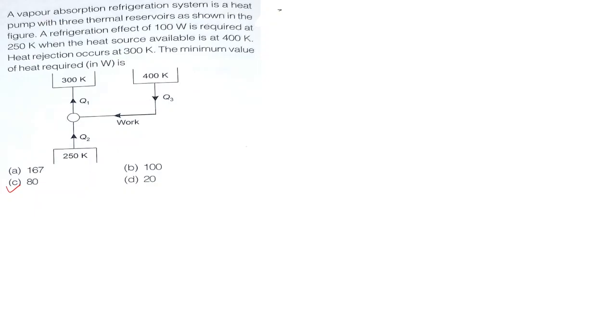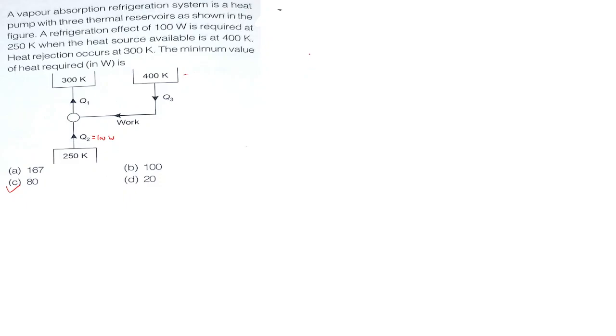So here, vapor absorption refrigeration system, heat pump with three thermal reservoirs as shown in the figure. Refrigeration effect of 100 watt is required. The refrigeration effect would be at the lower temperature, so here 100 watt at 250 Kelvin, and the heat source is available at 400 Kelvin. Heat rejection occurs at 300 Kelvin. So minimum value of heat required.